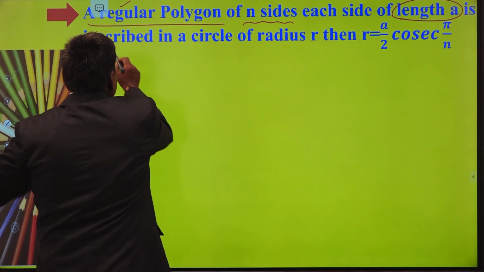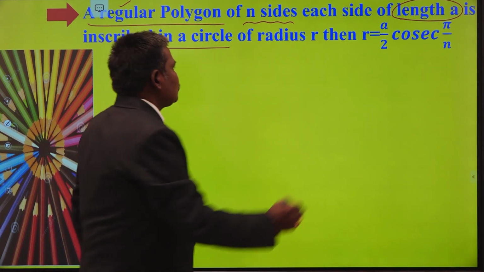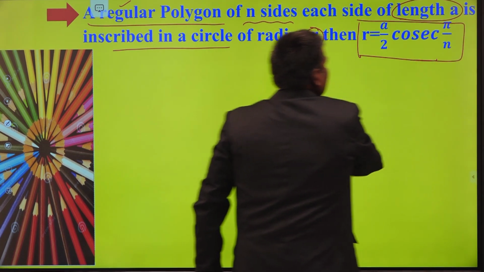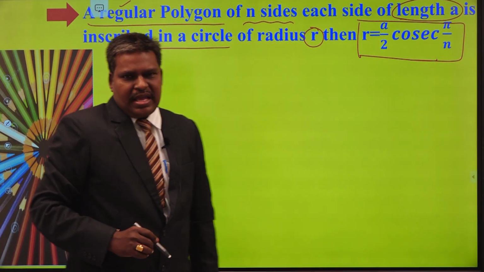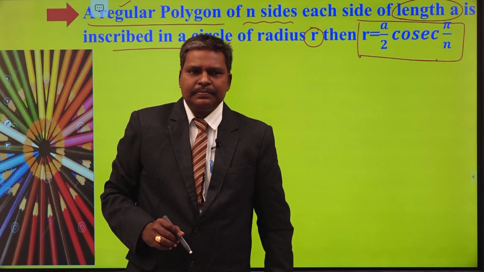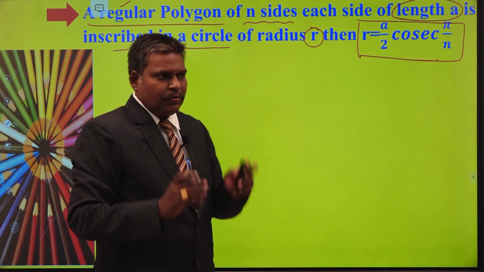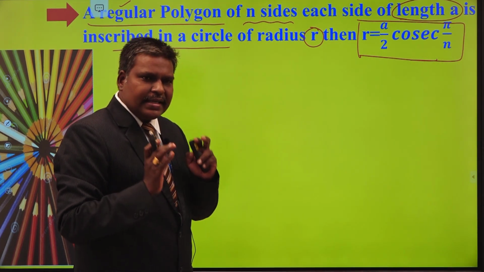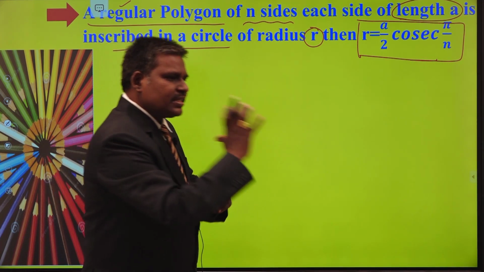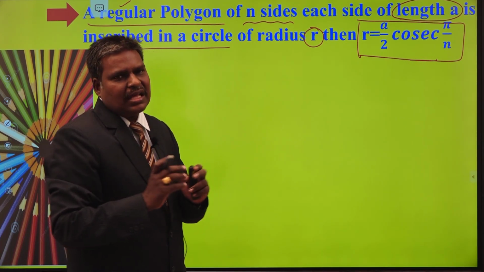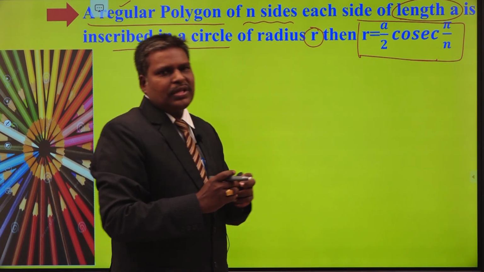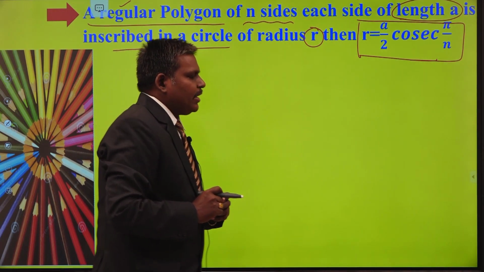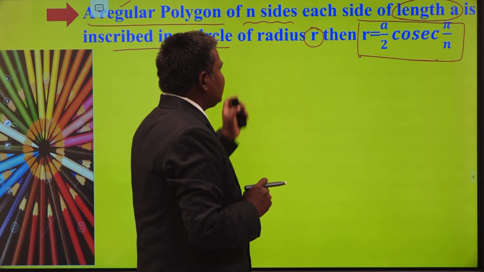Each side length is given to you, that is A units. It is inscribed in a circle of radius R units. Then we are given a relation between A, R, N like this: R is equal to A by 2 cosecant pi by N. This is the statement. Some polygon consists of N sides, each side of length A units, inscribed in a circle having radius R units. Then the relation between A, R, N is R equals A by 2 cosecant pi by N. It is very easy to prove this one.